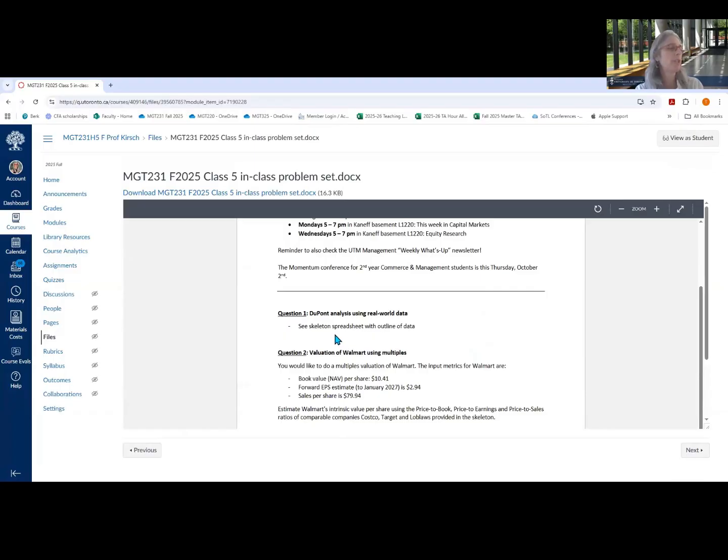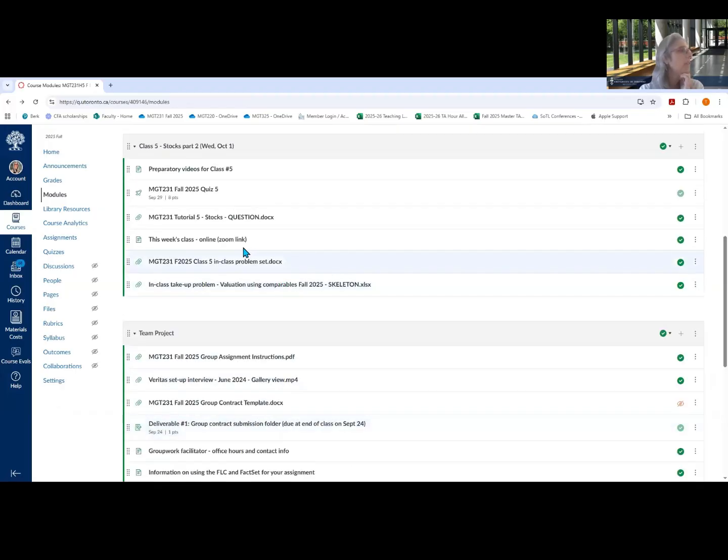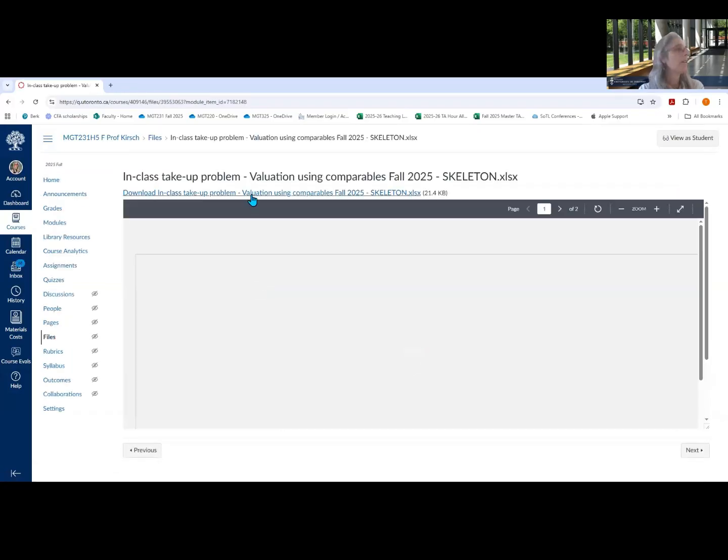Okay, so the first question is DuPont analysis, and then we're going to do another question valuing Walmart. We're going to use Walmart in both of the examples, and we're going to do a valuation of Walmart using multiples. So let's start off with the DuPont stuff. I've prepared a skeleton for you. Just download this.